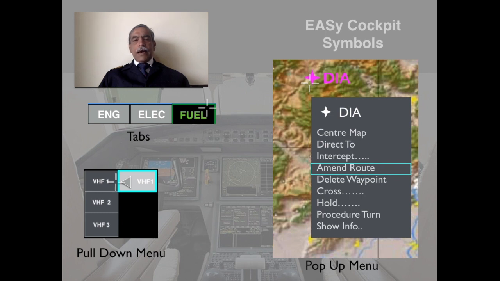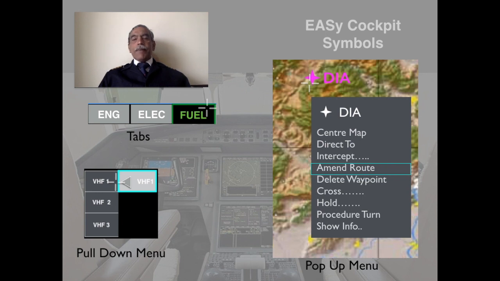Next is a very interesting, very good feature I found, the pop-up menu. Now these pop-up menus are not visible under normal circumstances, but when the pilot at an appropriate time presses the select button, the corresponding pop-up menu would appear, giving him several options.